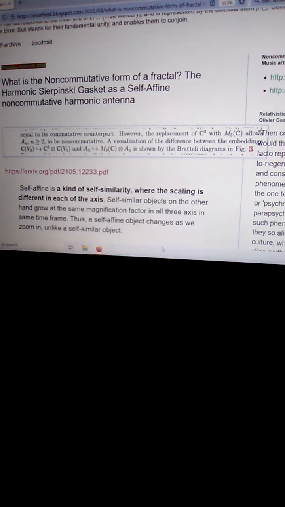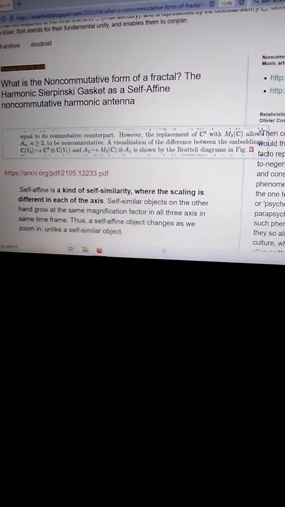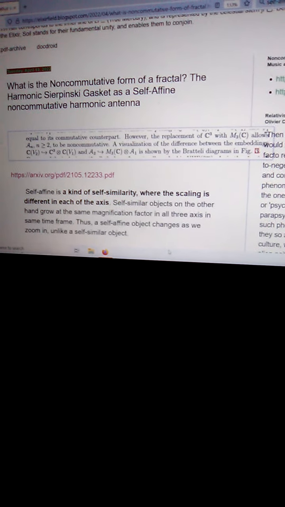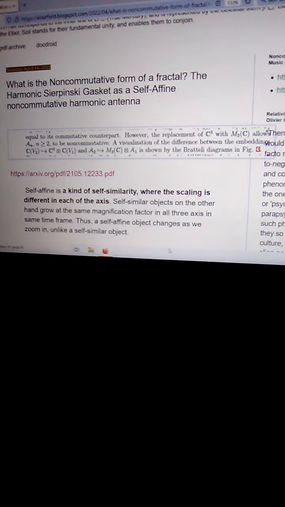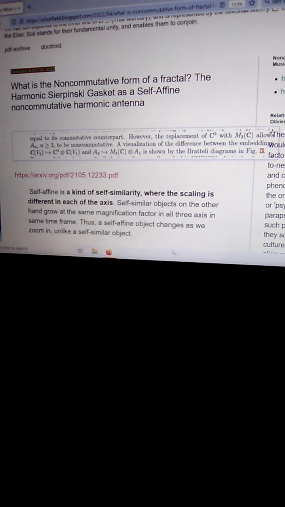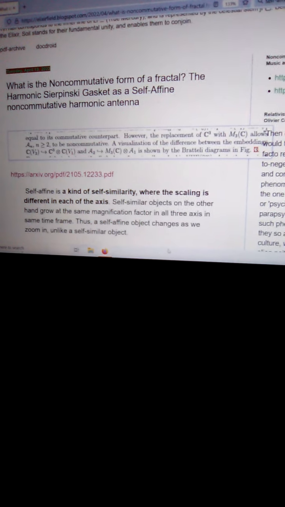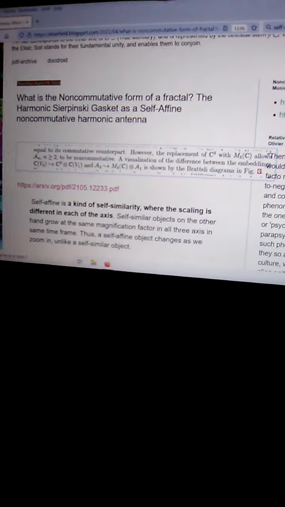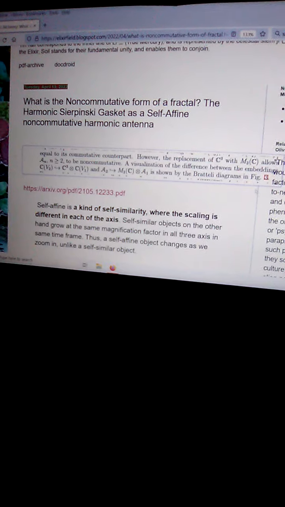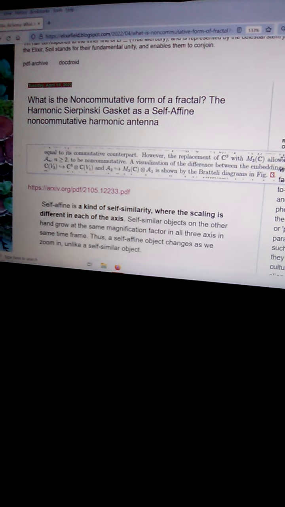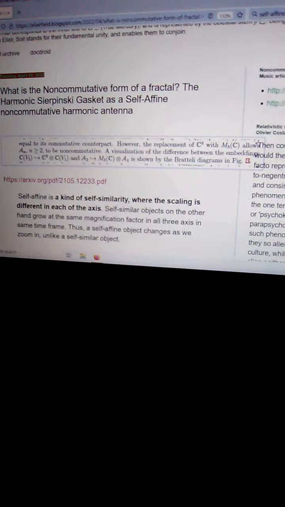I'm going to go into the math again later, but they're essentially saying that when you convert the exponential into the logarithmic form, then you're able to realize that it's actually non-commutative and self-affine, and therefore not a fractal. And so people learn about fractals, but this is what it looks like.